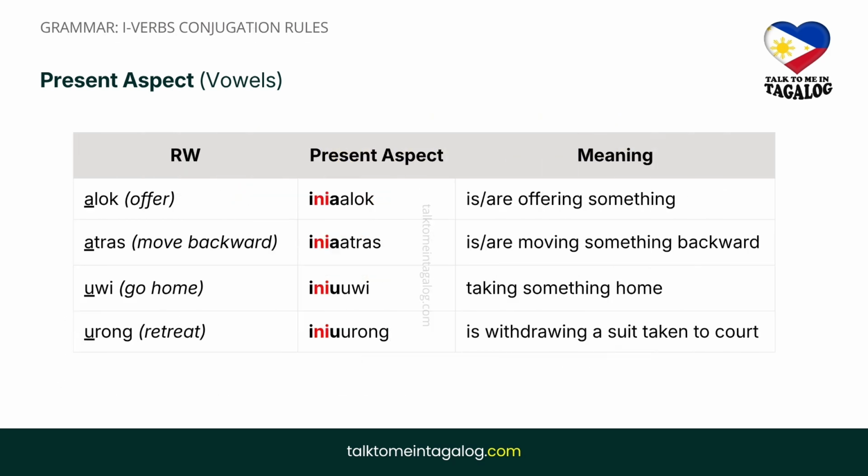Here are some more examples. Root word alok becomes iniaalok, meaning is or are offering something. Atras, iniaatras, is or are moving something backward. Uwi, iniuuwi, taking something home. Urong, iniuurong, is withdrawing a suit taken to court.